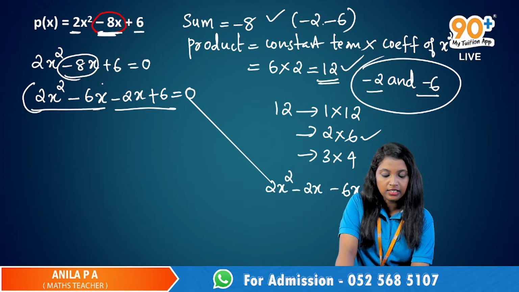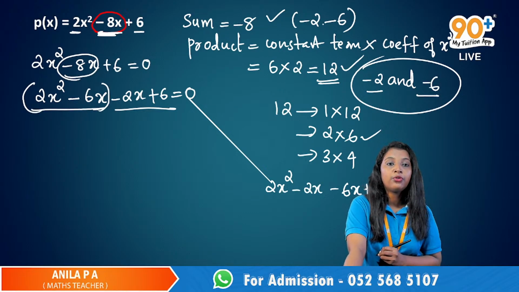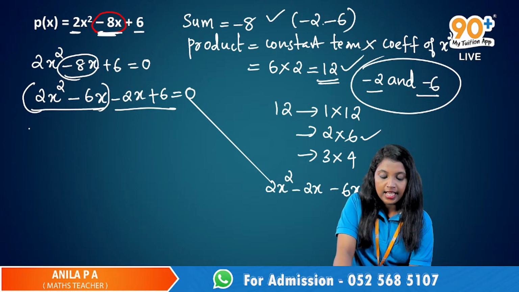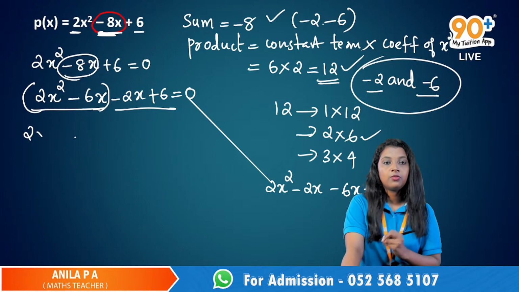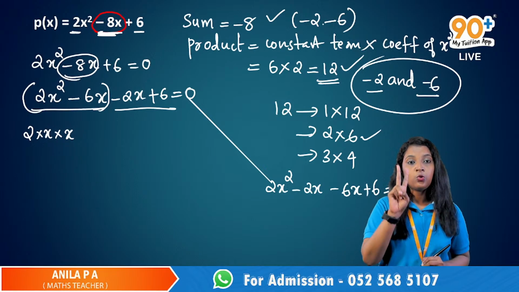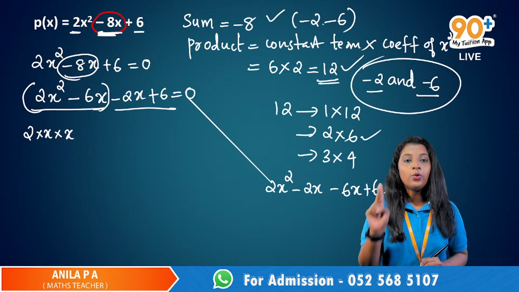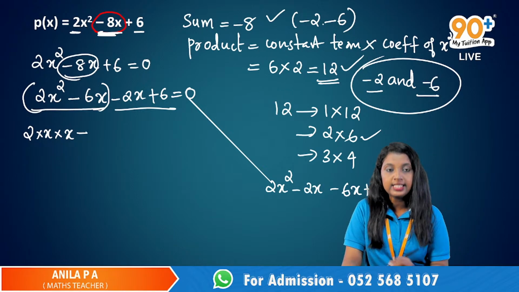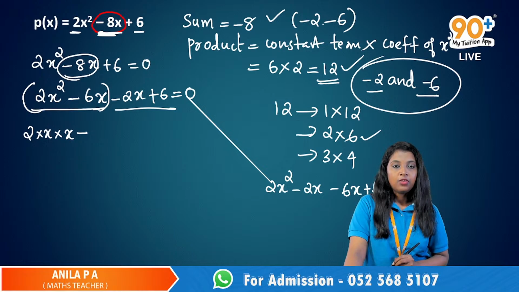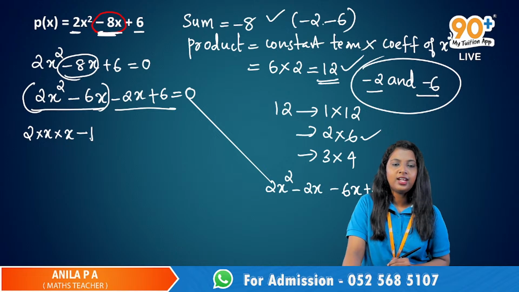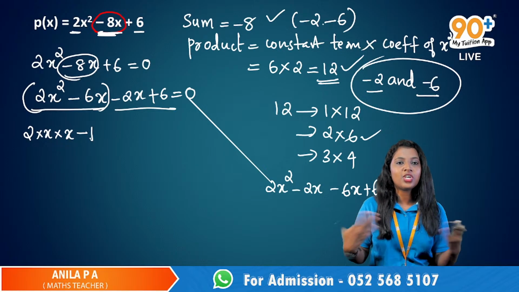We are considering the first two terms and we have to look for the common factors. We can write 2x square as 2 into x into x. What is 2x square? 2 into, we are multiplying x 2 times. So it is 2 into x into x. And what about this 6x? We have a negative sign. If you are confused about this negative sign, you can just write a negative 1 there, because it's not going to make any changes.